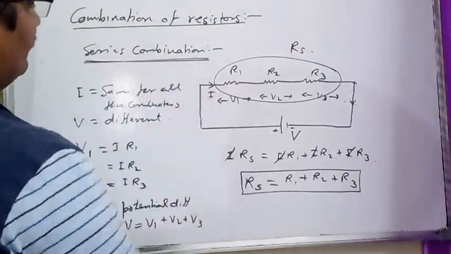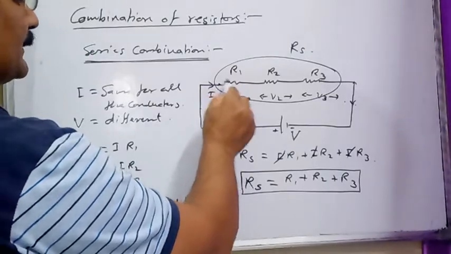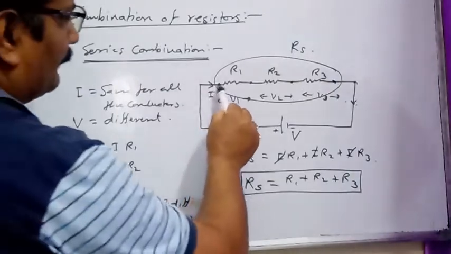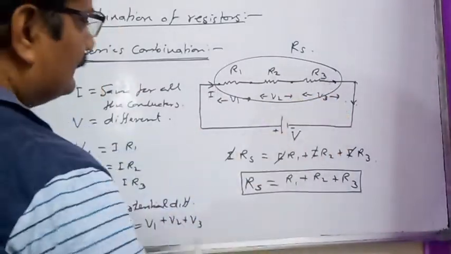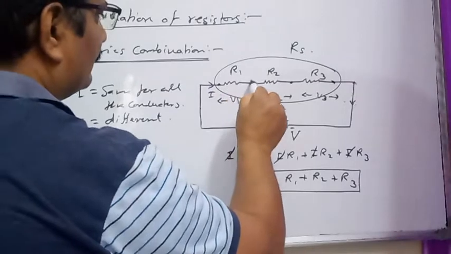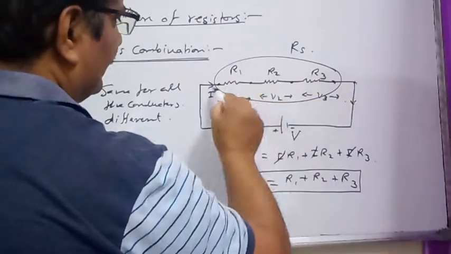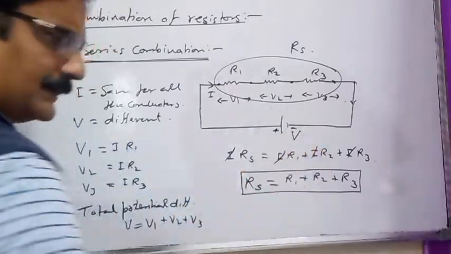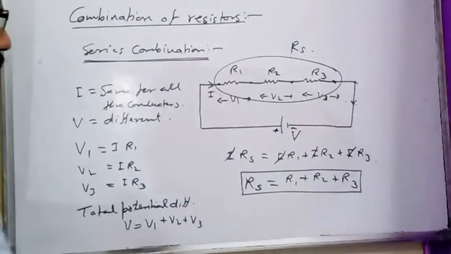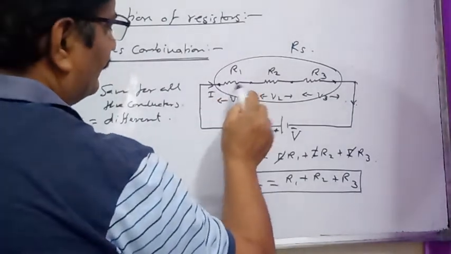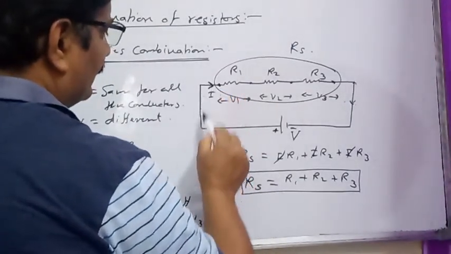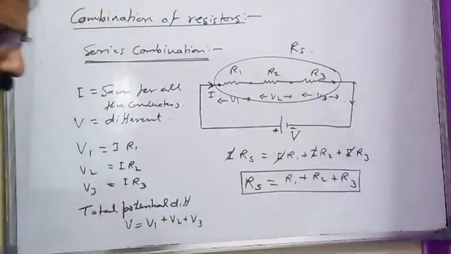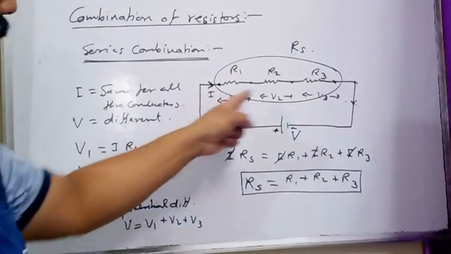First is the series combination. In series combination, resistors are connected end to end. Suppose R1, R2, R3 are three resistors, and the series combination of resistors is connected across a cell whose potential difference is V. Students, you can see whatever is the current in the circuit, that remains the same for all three resistors, meaning the same current flows through the resistors.